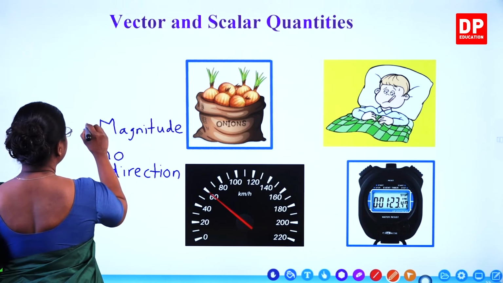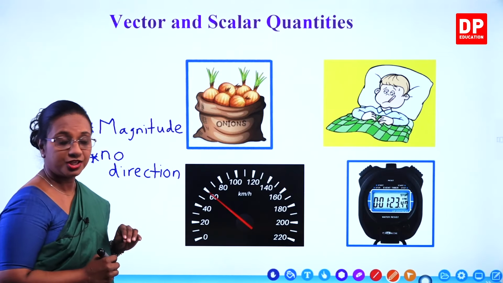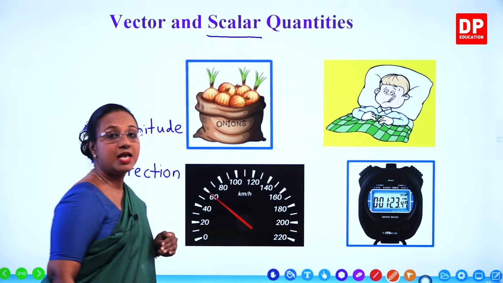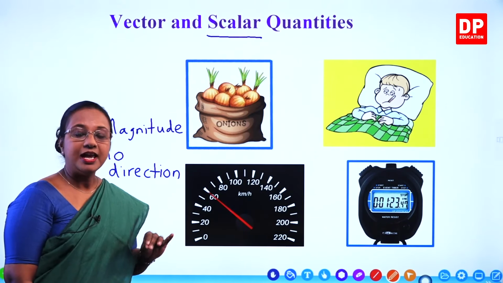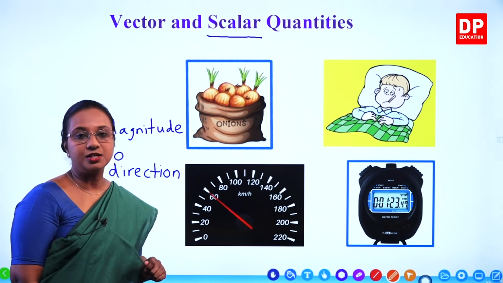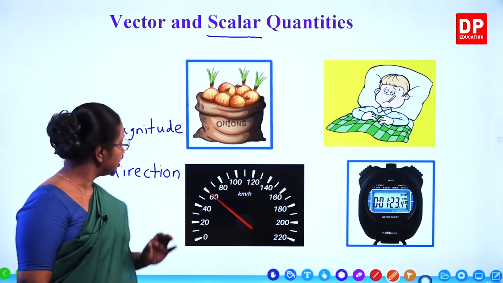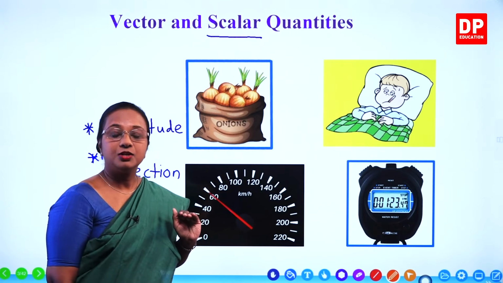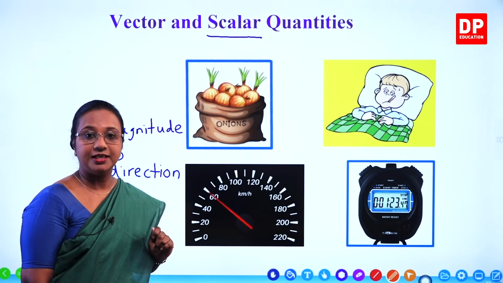So, they have a magnitude, but they do not have a direction. These types of quantities are given the name scalar quantities. So remember children, any physical quantity that can be measured and only has a magnitude but does not have a direction is called a scalar quantity. So we will see what vector quantities are.